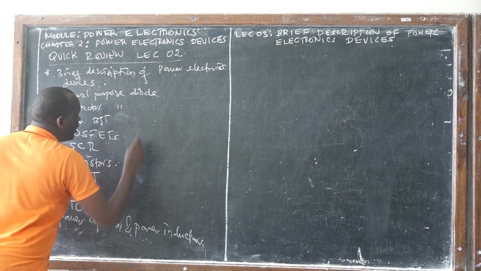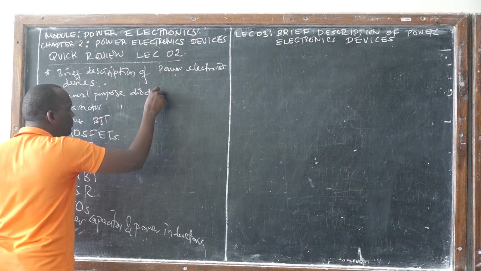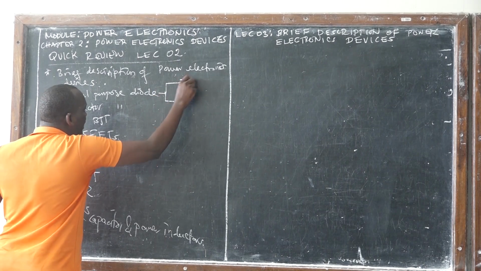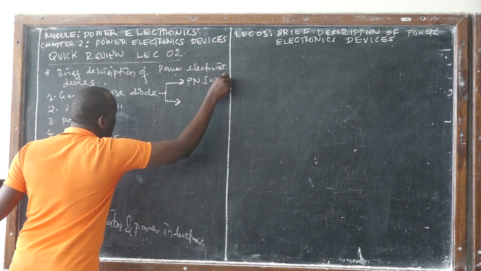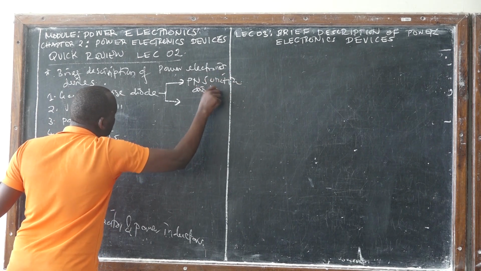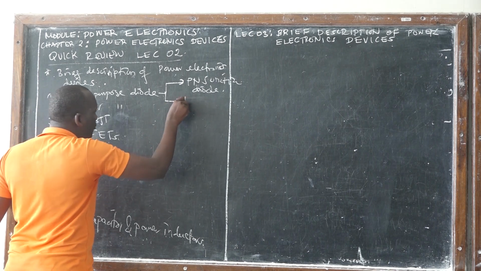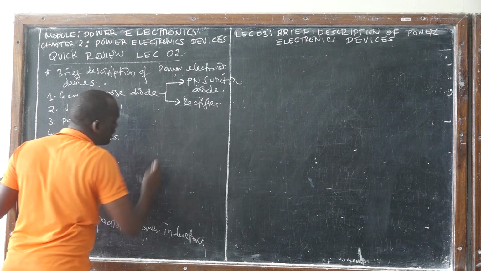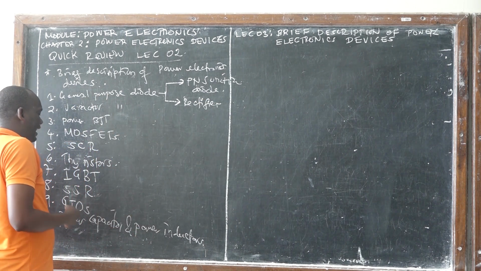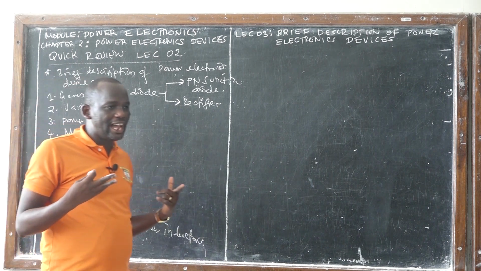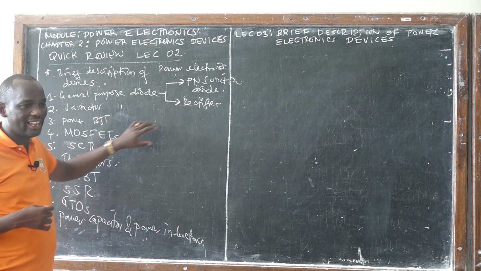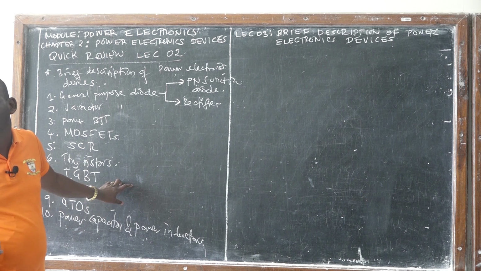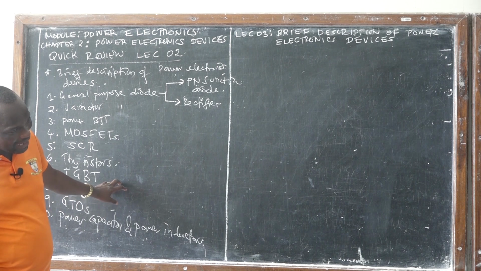In lecture 2, we discussed general purpose diode. We say that we have 2 types of general purpose diode. The first one is a PN junction diode, and I gave you some examples. And the second one is called rectifier. But this is a rectifier diode, because also you have silicon controlled rectifier. So you have 2 types of rectifier: a general purpose rectifier and a silicon controlled rectifier. Bear that in your mind.